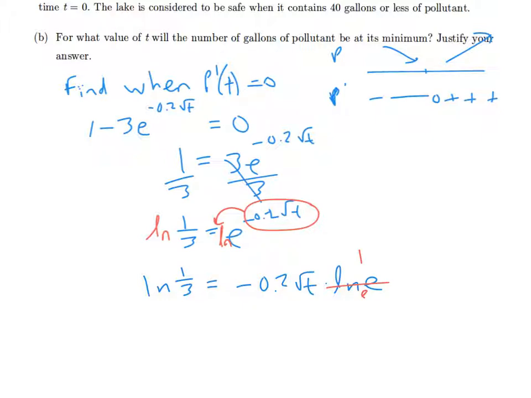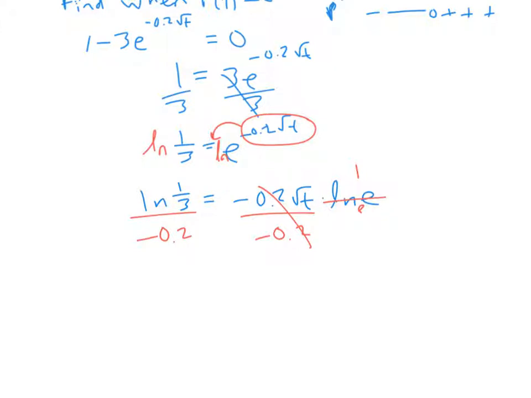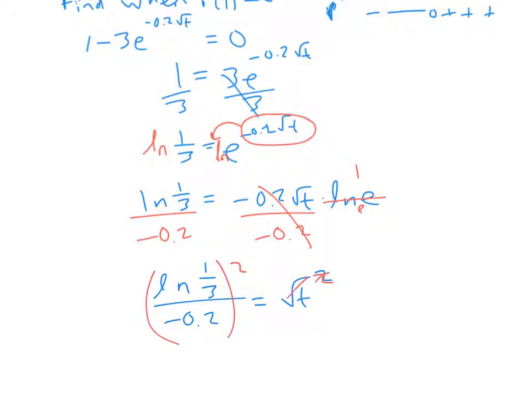And at this point I'm dividing by negative 0.2. That cancels out, and I've got the natural log of 1/3 divided by negative 0.2 equals radical t. And to get t by itself, I'm squaring both sides to cancel out the radical. So I have t equals the natural log of 1/3 divided by negative 0.2, squared, is my exact answer.